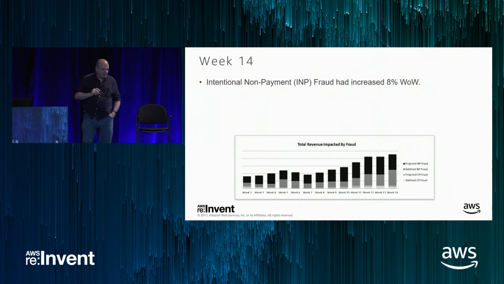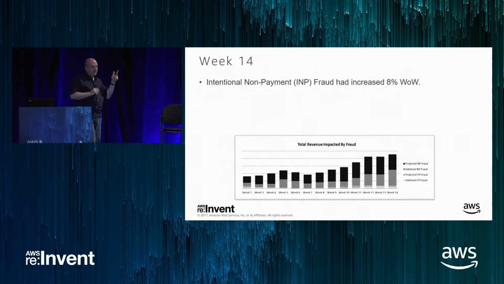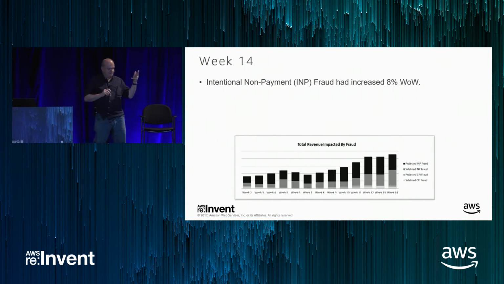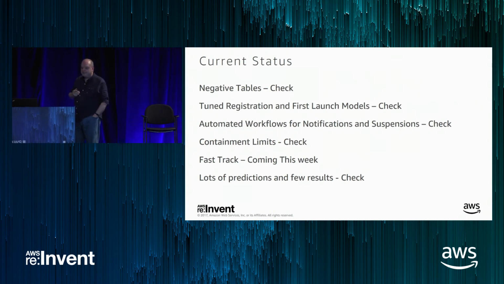At this point, we were starting to get very frustrated because we'd gone through the levels. We have prevention, got great detection. We're now up to where our enforcement's doing pretty good. We're doing containment. It's still going up. What is going on? So if you look at it, check, check, check, check, check. Fast track's coming this week. Everything else is going great. Lots of predictions, few results.